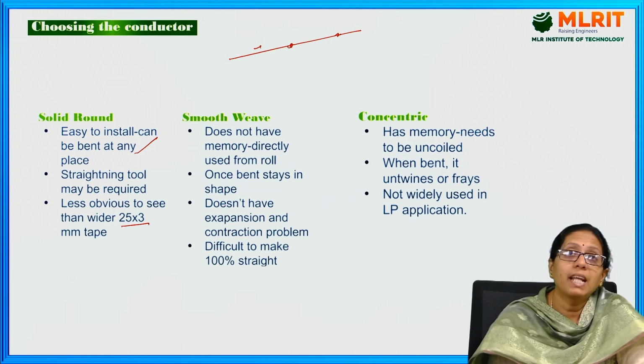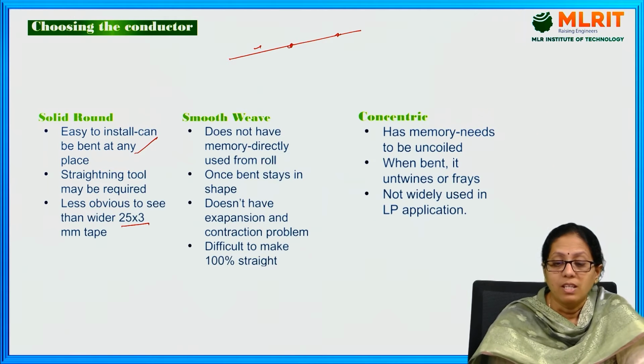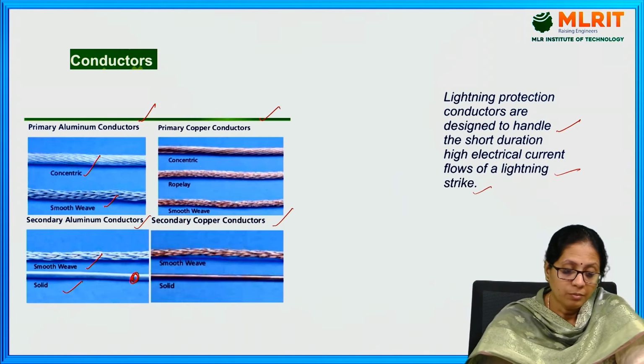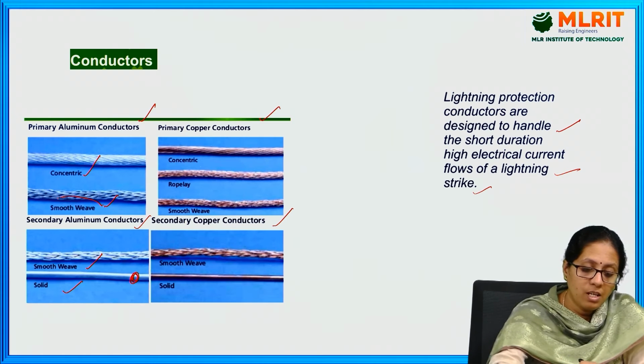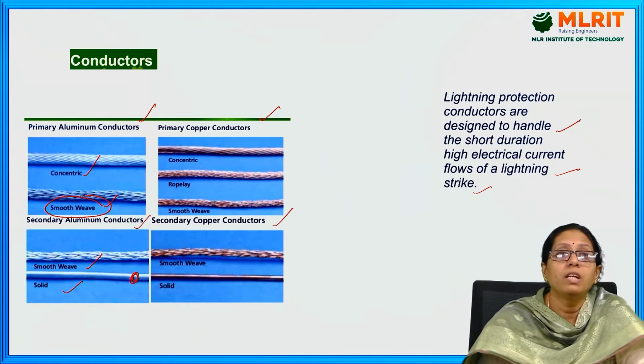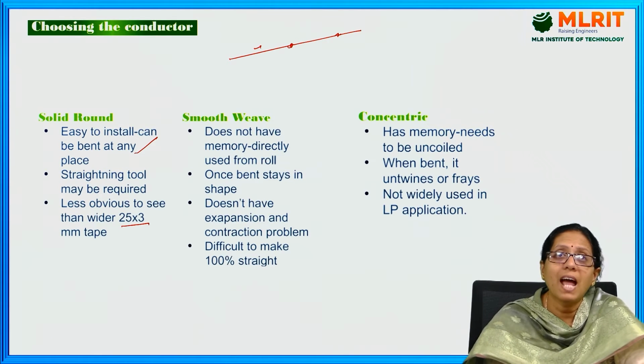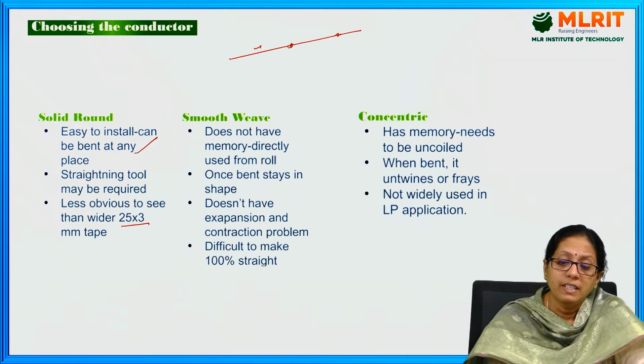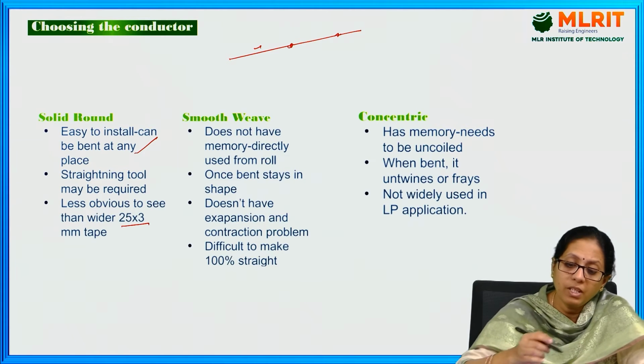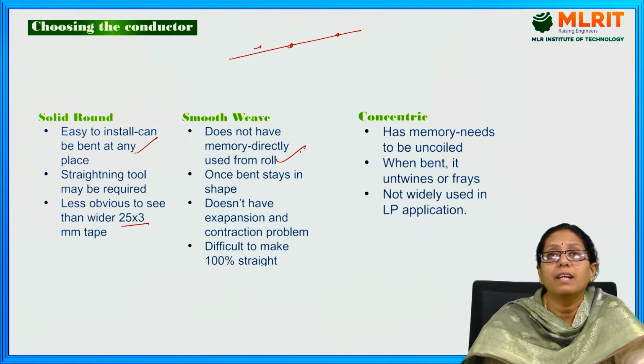The second type is smooth wave. This is the smooth wavy type. This category does not have any memory. It is directly used from the roll. Once bent, it stays in the shape.